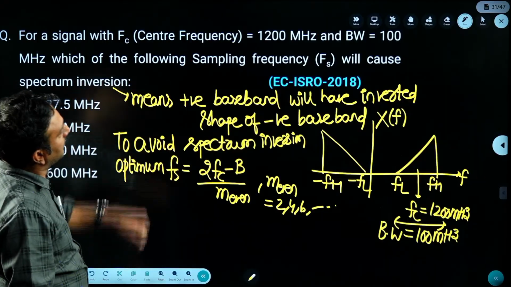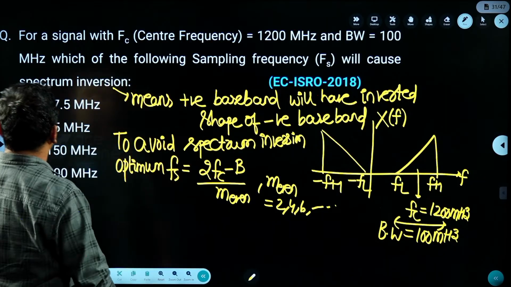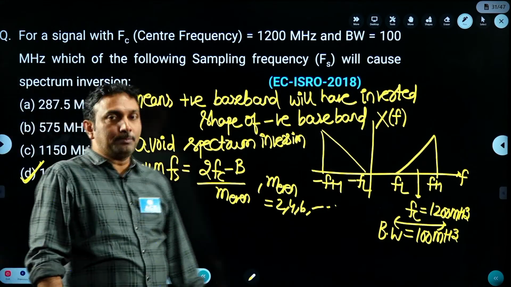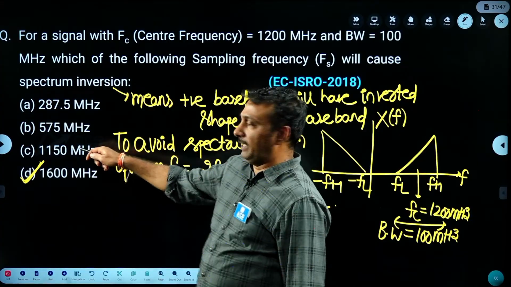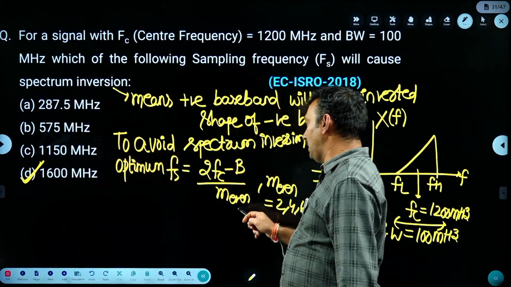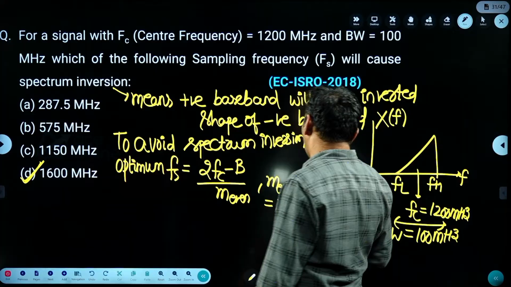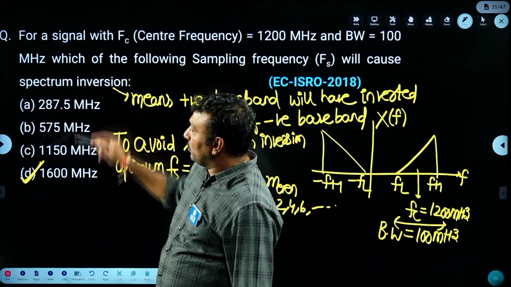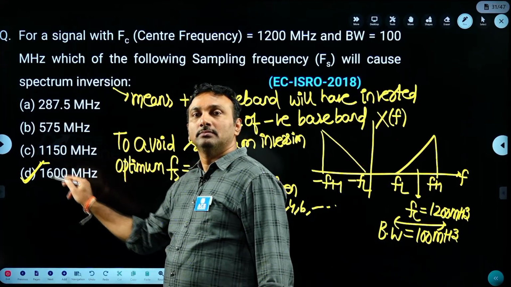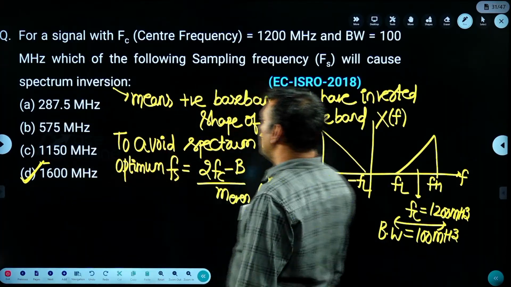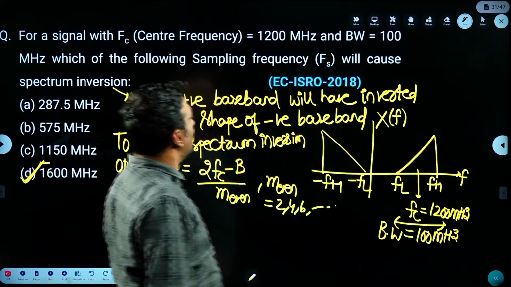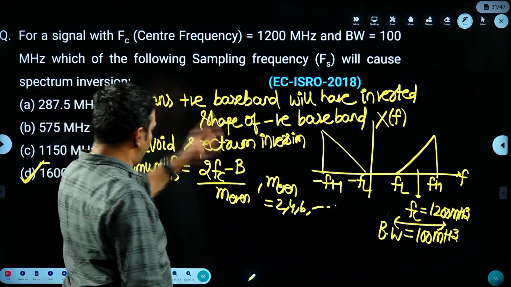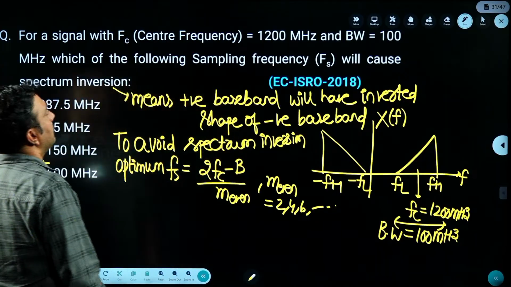But what is the question asked? Which of the following sampling rates will cause spectrum inversion? See the options. First we got 1150, because M must be even number, 2, 4, 6 like that. 1150 by 2, again by 2. So this is a failure. 1600 megahertz is failure. Spectrum inversion general meaning is positive baseband will have inverted shape of negative baseband when you draw the spectrum.